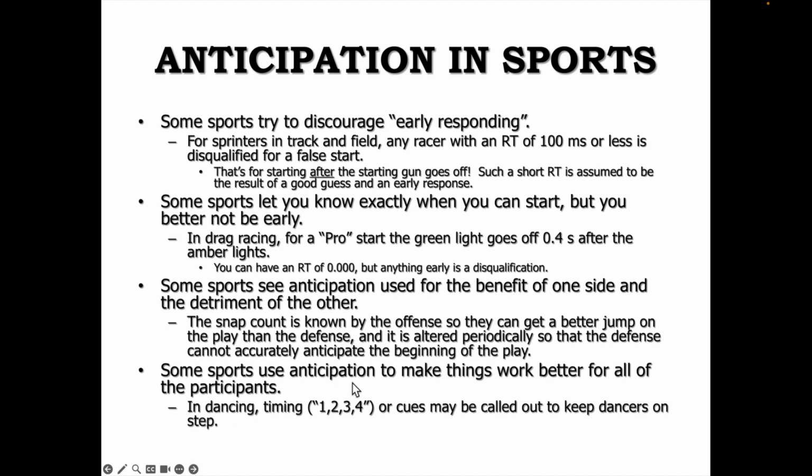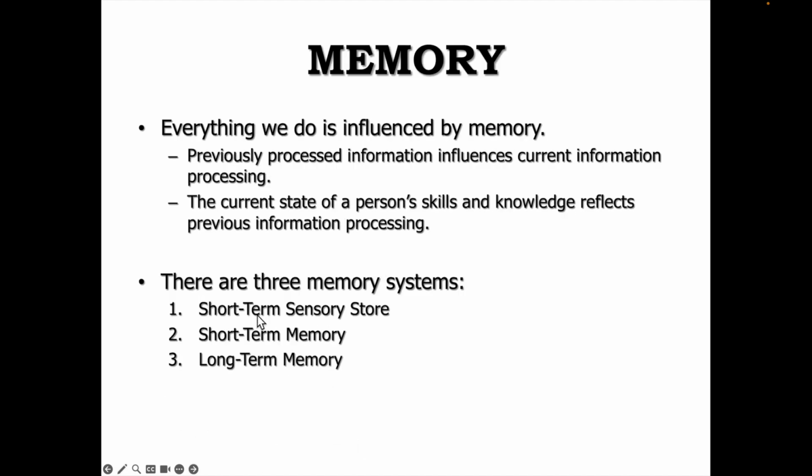In some sports, they use anticipation to make things work better for all people. So for example, in couples dancing, they might count out 1, 2, 3, 4, 1, 2, 3, 4, or use different other cues to help keep the dancers in step. So again, some different examples of anticipation in sports.